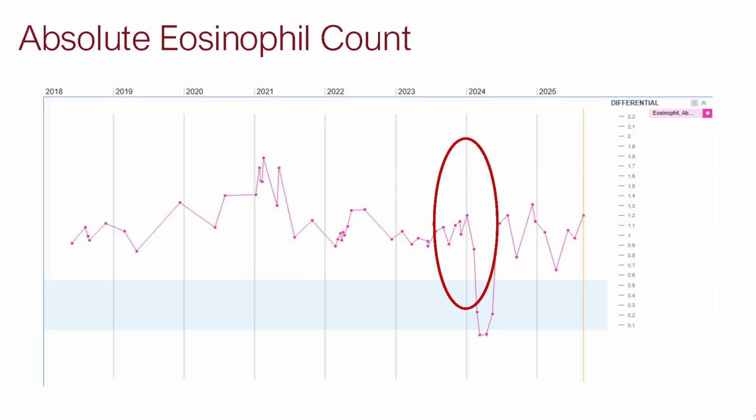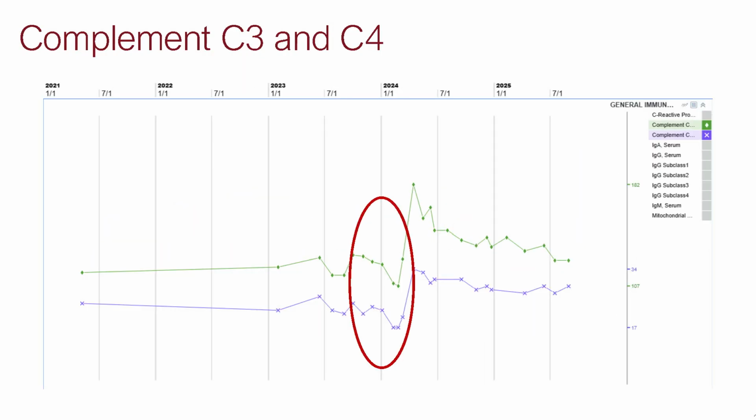In this case, the eosinophils also are elevated and improve with treatment, and the C3 and C4 are totally normal. It never had an abnormality in complement. So again, this just sort of points out not every marker trends with disease for every patient. Each patient is really unique.